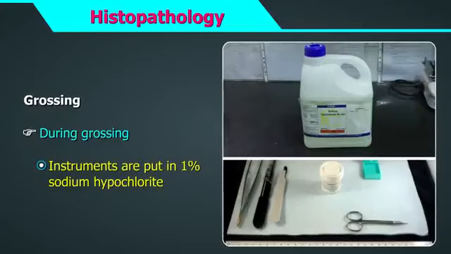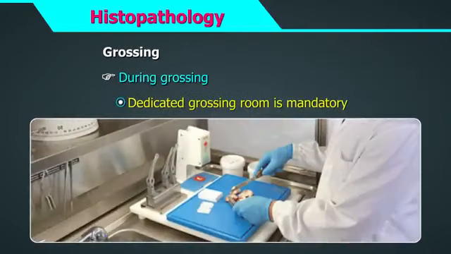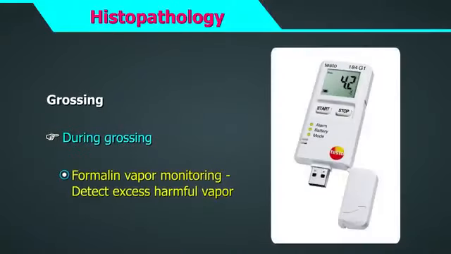Instruments used in grossing should be put in 1% sodium hypochlorite after use. Dedicated grossing room is mandatory. Formalin vapor monitoring must be done to detect excess harmful vapor.